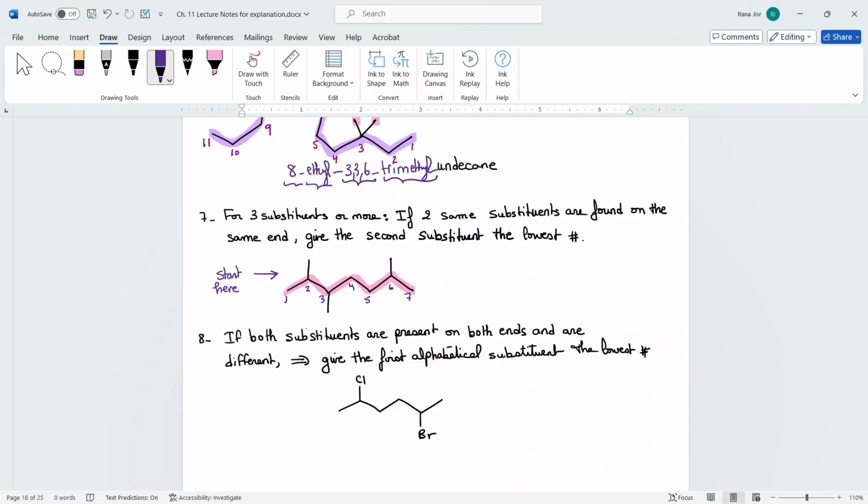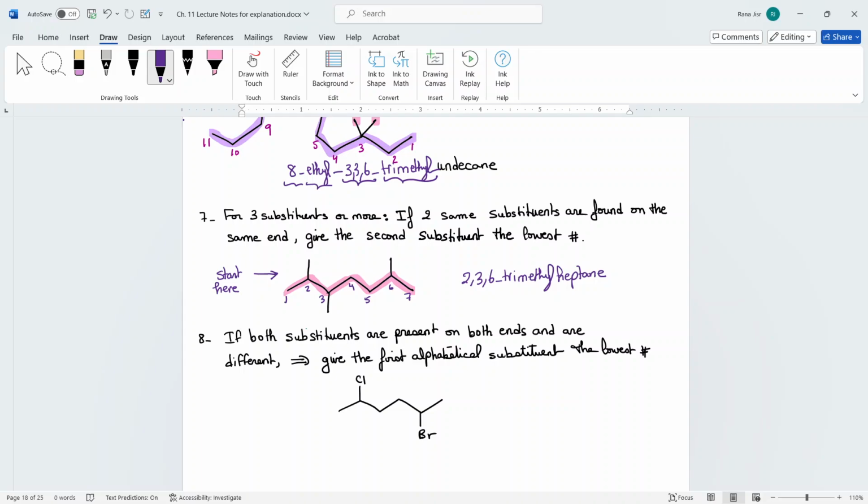And in this case, the name is going to be 2,3,6, because all of the CH3s are the same. So I'm just going to group them all together. And it's going to be trimethyl, and it's going to be heptane.